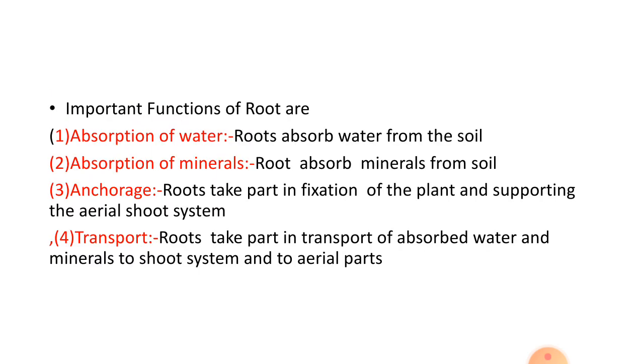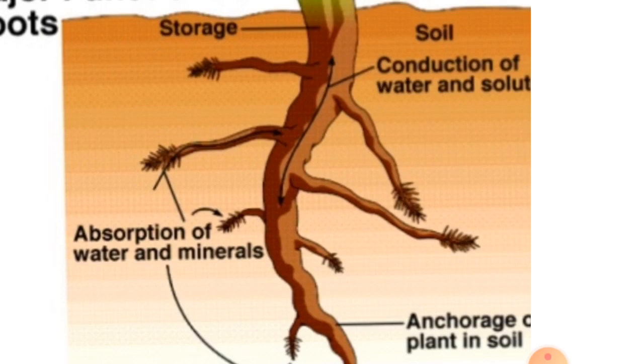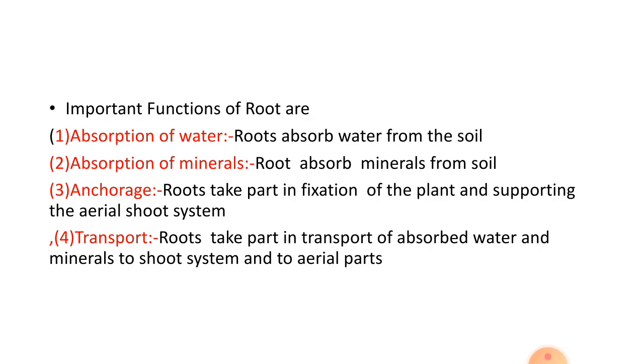So far as the important functions of the root are concerned, the first function of the root is absorption of water. As we know, in the soil there is water. Water acts as an important raw material in photosynthesis. So it is the root which absorbs water from the soil and provides it to the leaves for the preparation of food. The second function of the root is absorption of minerals.